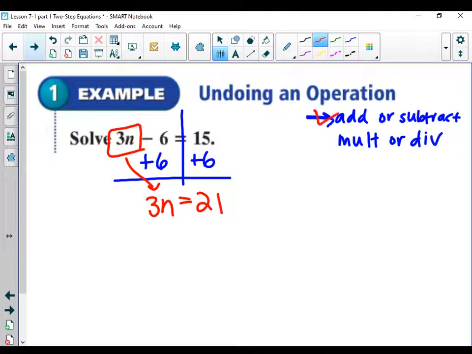Okay, once I did this step, add or subtract, now I'm going to multiply or divide. Well, when 3 is smushed with n, that means multiply. So I'm going to undo it by dividing on both sides.